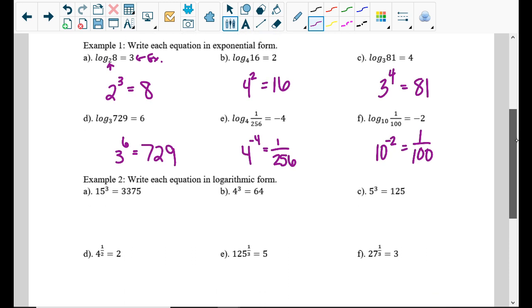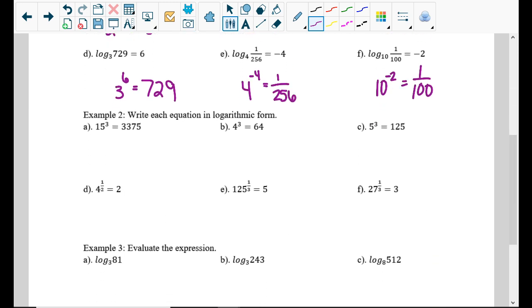And then we can go in reverse. We can go from exponential form into logarithmic form. So again, we're taking log, the base is 15, answer 337.5 equals exponent. So 4 to the third equals 64. Log base 4, answer is 64 equals exponent 3.